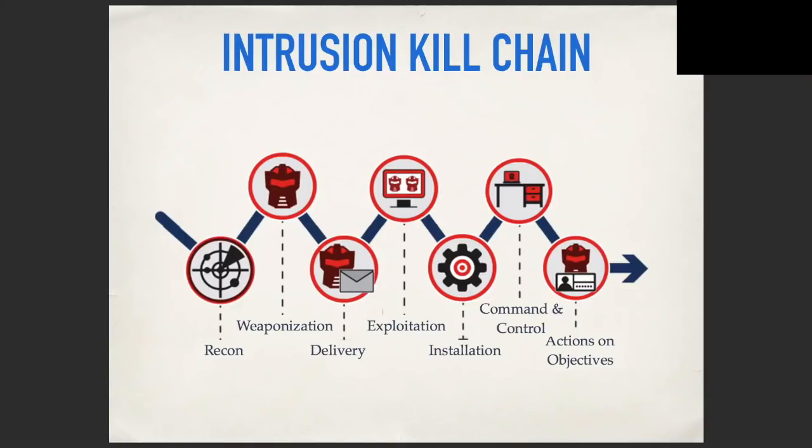And then 7 is actions on objectives. This is the last one, when the objective has been completed or might just be in the process of being completed. That could be things like data corruption, exfiltration, theft, using the endpoint as a hotbox in a botnet, something to pivot internally, or a multitude of other reasons.